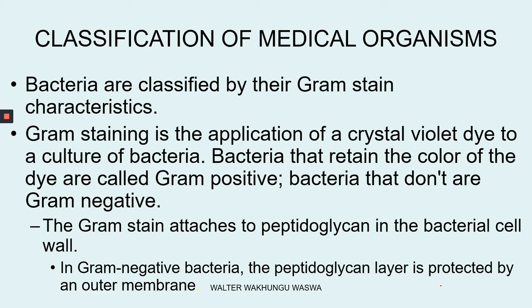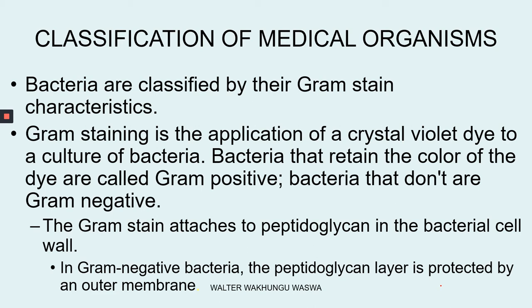Bacteria are classified by their gram stain characteristics. Gram staining is the application of crystal violet dye to a culture of bacteria. Bacteria that retain the color of the dye are called gram positive, and bacteria that don't are called gram negative. Gram stain attaches to the peptidoglycan layer in the bacterial cell wall. In gram negative bacteria, the peptidoglycan layer is protected by an outer membrane, which makes it unable to retain the color. That makes the difference between gram-positive and gram-negative bacteria.